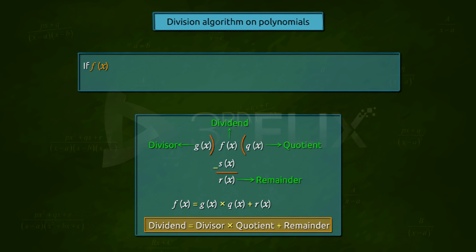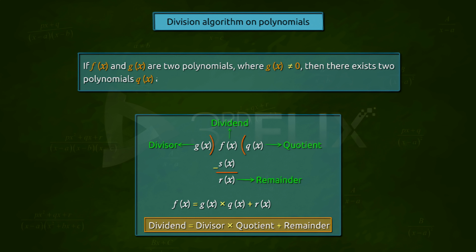If f(x) and g(x) are two polynomials where g(x) is not equal to 0, then there exist two polynomials q(x) and r(x), such that f(x) = g(x) times q(x) + r(x).